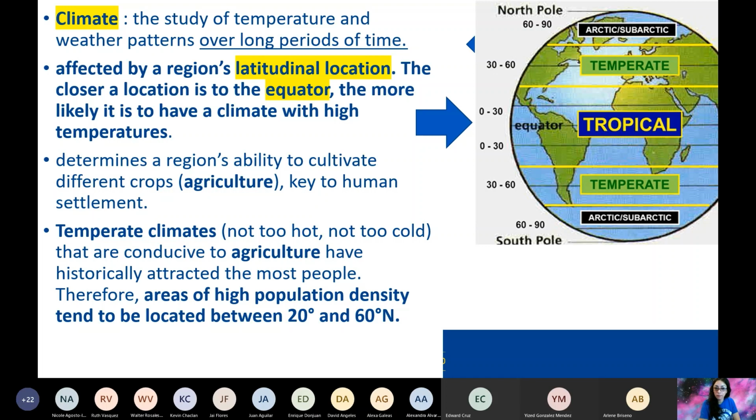Temperate climates are kind of the Goldilocks zone for agriculture. They're not too hot, they're not too cold. They're close enough to the equator to still get some heat, but they're not scorching hot. They're not freezing like the Arctic. So temperate climates that are conducive to agriculture, that are possible to grow food in, tended to attract the most people. So places with the highest population density tend to be in these temperate zones between 20 degrees and 60 degrees north. When I say that, I'm talking about latitude.